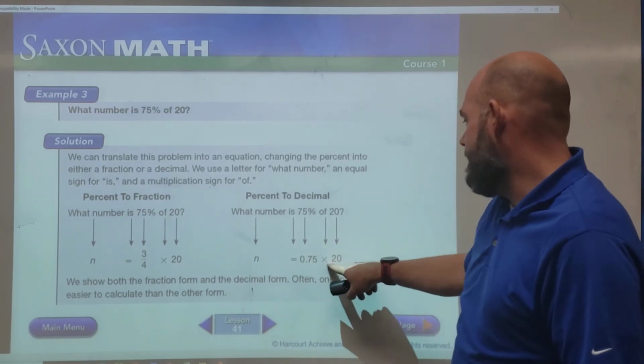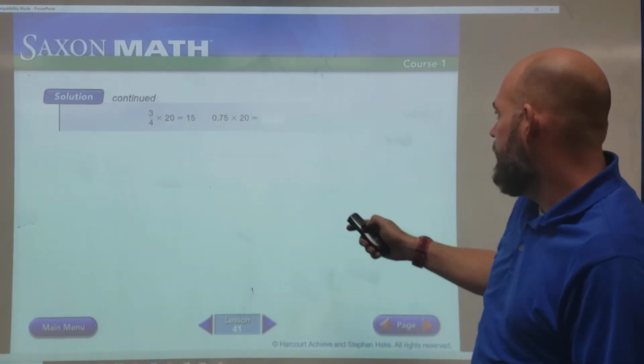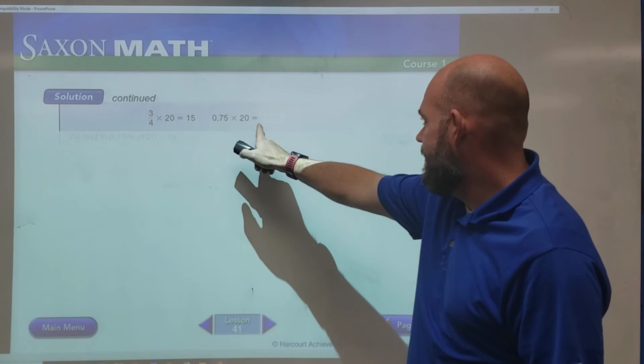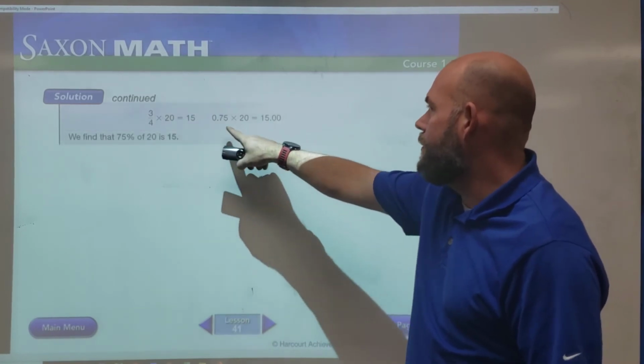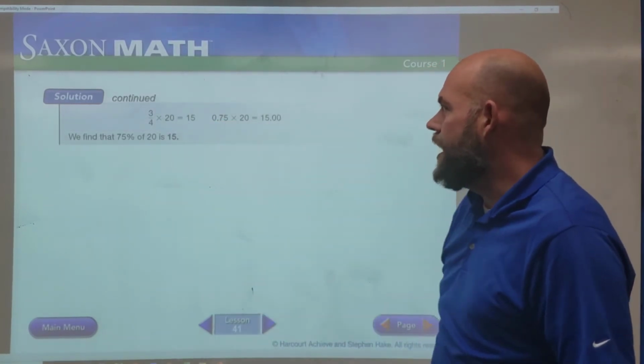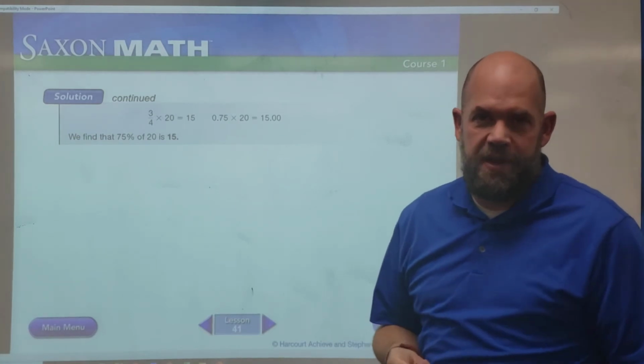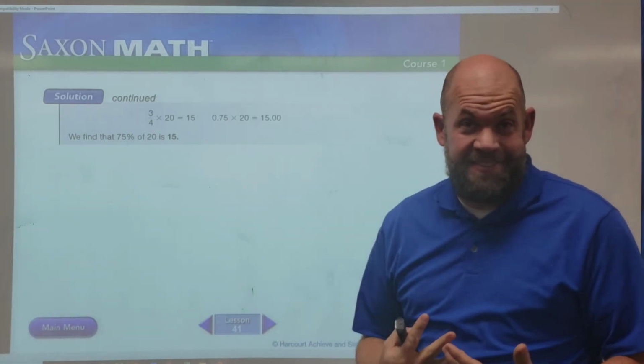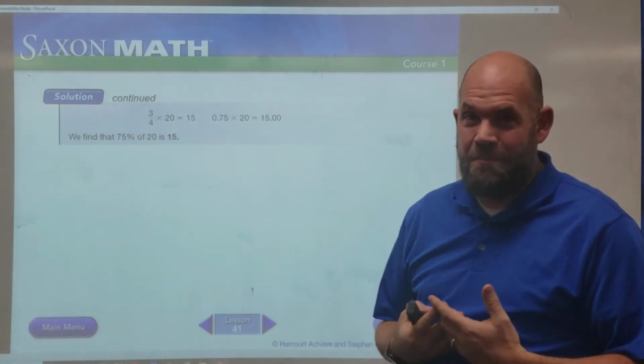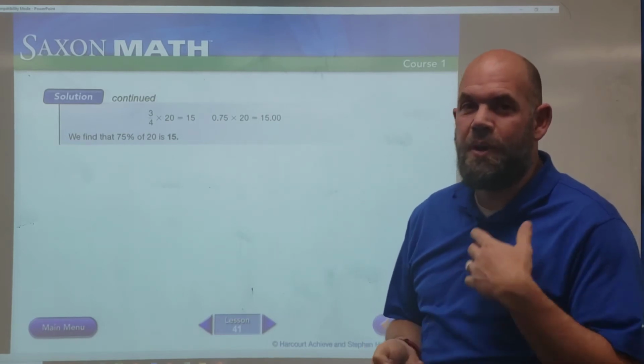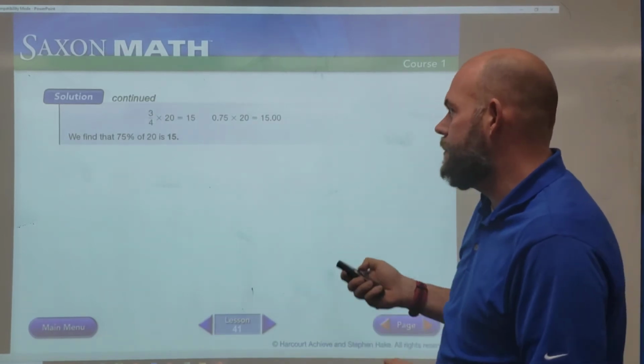If we do 0.75 times 20, we'll get 15.00 because we've got the decimal that we're using. Either way, the answer is going to be 15. Now this is going to take some practice. Today's homework might be a little frustrating for a few of you, but once you do this a few times, it's really going to be pretty easy.